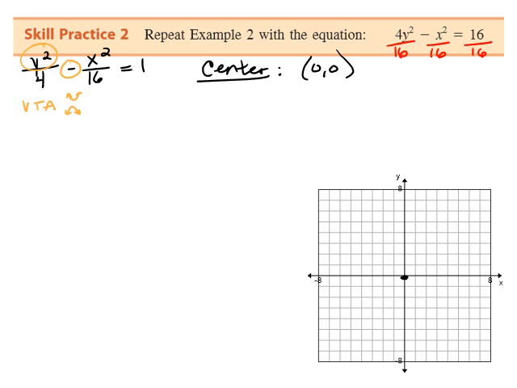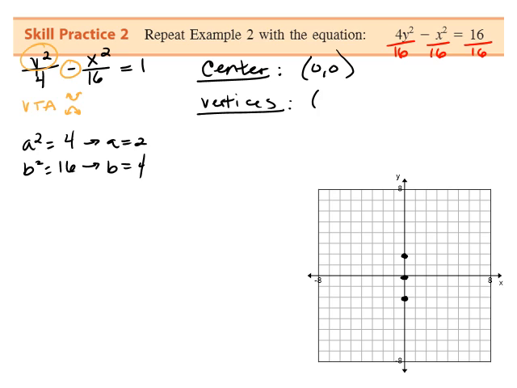So a squared is always first, so a squared is 4, which means a is 2. B squared is 16, which means b is 4. So from the center, I'm going to go up 2 units and down 2 units because I have a vertical transverse axis. This tells me my vertices are going to be 0 and plus and minus 2.